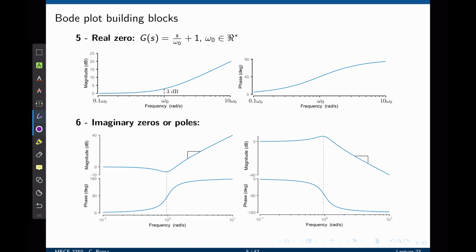The phase follows a similar trend. Up to the cutoff frequency, the phase is 0, and past the cutoff frequency, the phase tends to positive 90 degrees, passing at positive 45 degrees at the cutoff frequency.